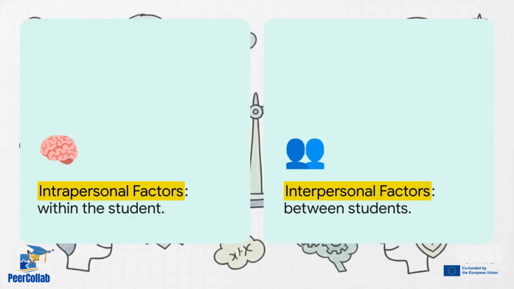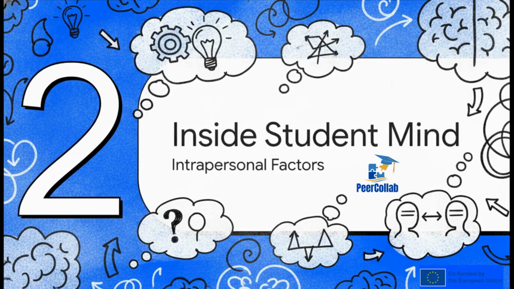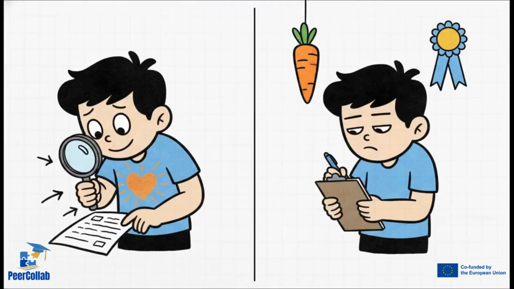To solve this pedagogical mystery, we need to look at two main pillars. On one side, we have intrapersonal factors. These are the things happening exclusively inside the individual student's head. And on the other side, we have interpersonal factors, the dynamics playing out between the students. To really master peer assessment, we've got to tackle both sides of this coin. Which brings us right into part two, inside the student's mind. Let's zoom in on those intrapersonal factors.